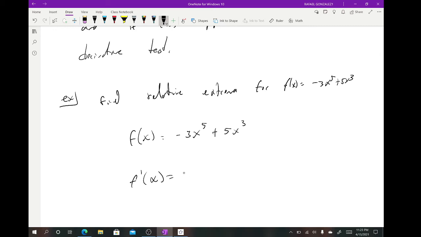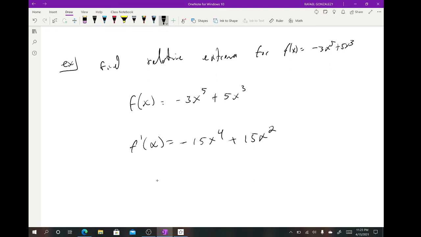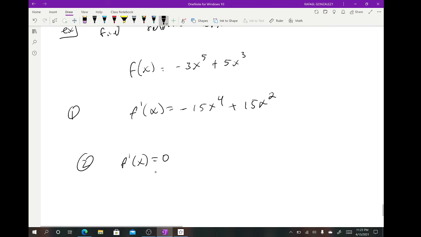So the first derivative of this is negative 15x to the fourth plus 15x squared. So this is step 1. Step 2, we have to find out when the first derivative is equal to 0. That is, when is negative 15x to the 4 plus 15x squared equal to 0.